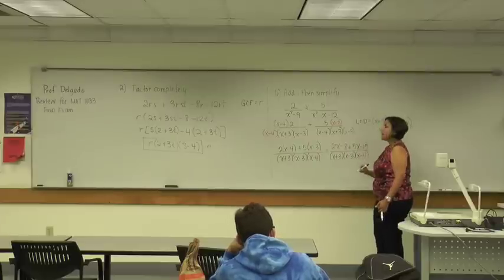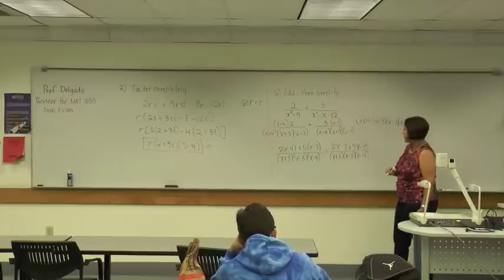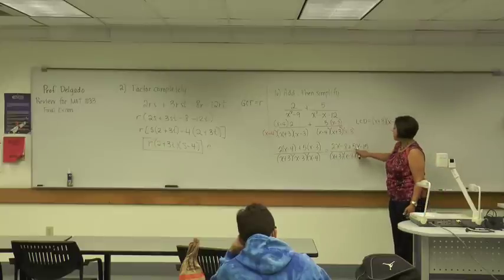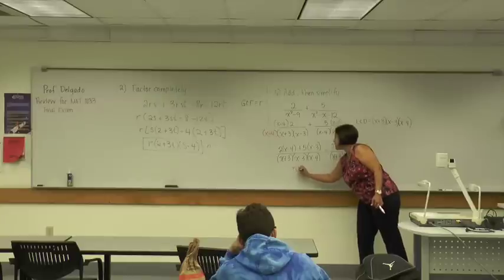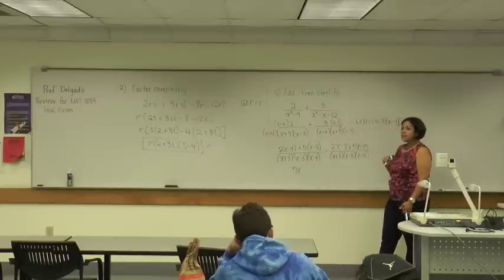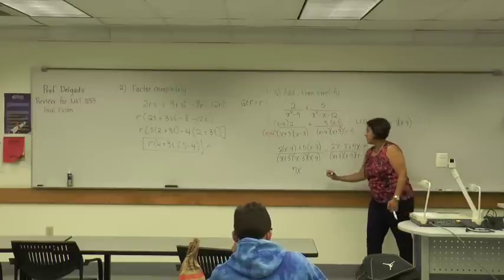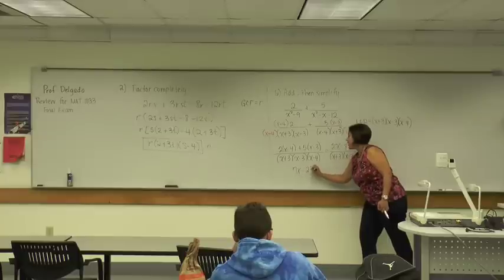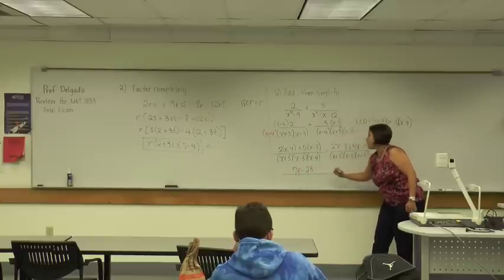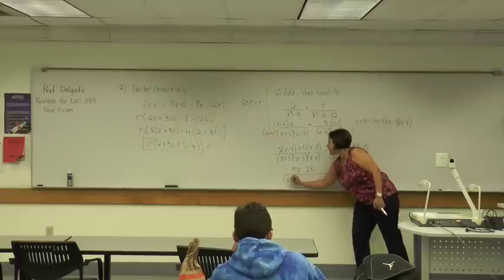And now we can clean up that numerator a little bit by combining like terms. 2x plus 5x is 7x. Negative 8 minus 15 is negative 23. And I don't think we can simplify any further. I think this will have to be our final answer.